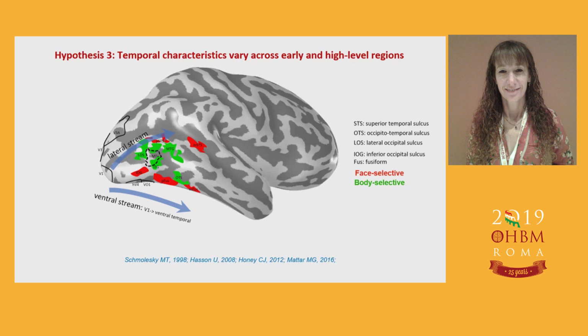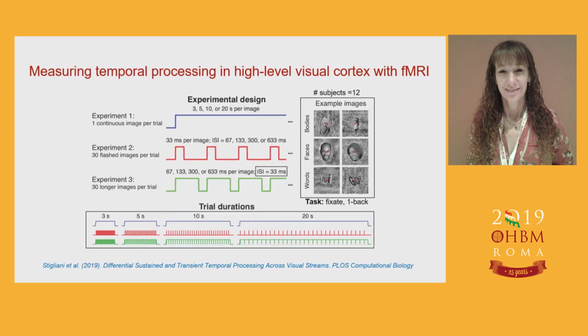So to measure responses in high-level visual areas, we had to make some changes to our experiments. Specifically, the first change that we did is we showed stimuli that drive these high-level visual areas in the form of bodies, faces, and words. In addition, we made some slight changes to the design.